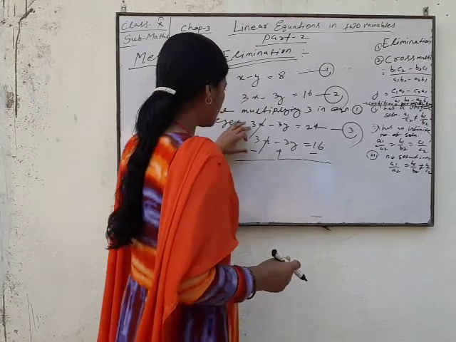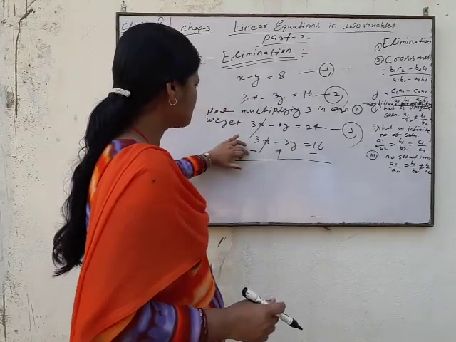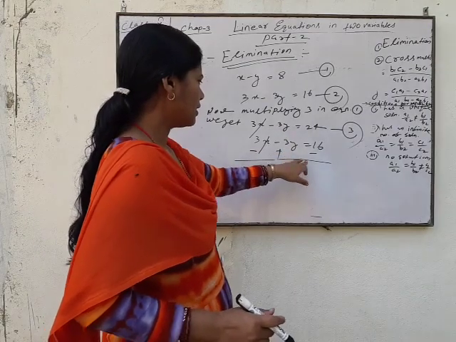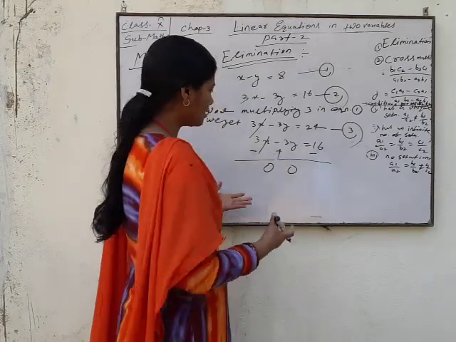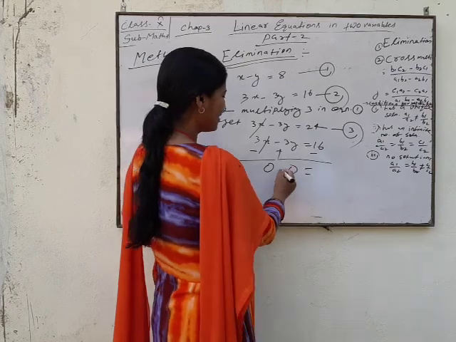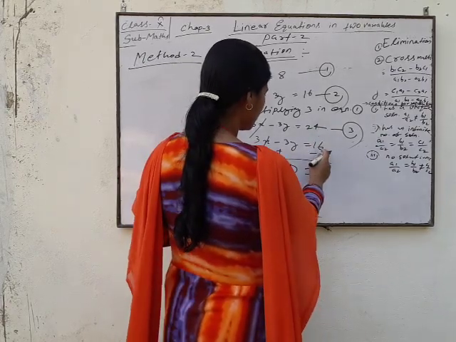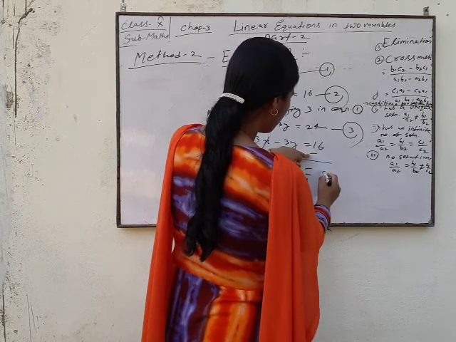Both are opposite sign, 3x minus 3x and 3y minus 3y. It means this is 0 and this is 0. What is left here? Nothing, no variable is left. And here, this is 24 minus 16. 24 minus 16, it means this is 8.